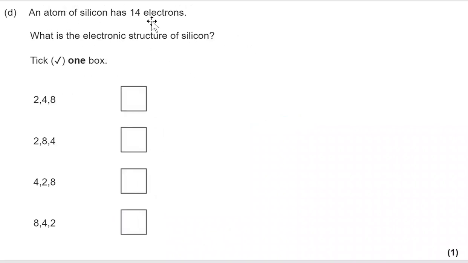Part D, an atom of silicon has 14 electrons. You can also find that on your periodic table, mass number 14. What is the electronic structure? Well, we know that the first electron shell can only hold 2 electrons. That immediately disregards the final 2. So we're then left with 2,4,8 and 2,8,4. We know that we fill from the lowest energy level first and only move on to the next one when it's full. So that means that we're going to go 2,8,4 rather than 2,4,8.